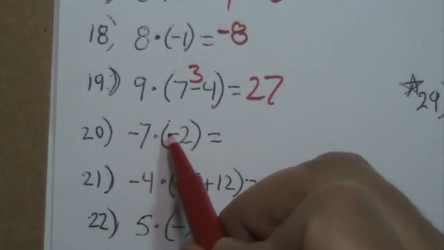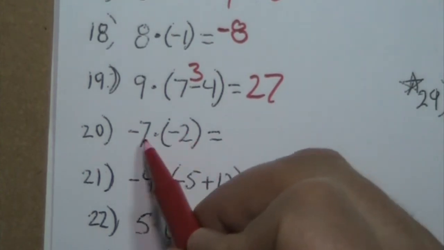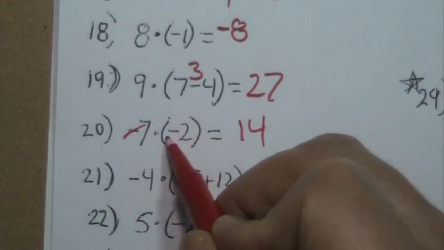Next, we have negative 7 times negative 2. 7 times 2 is 14. Two negatives cancel when you're multiplying.